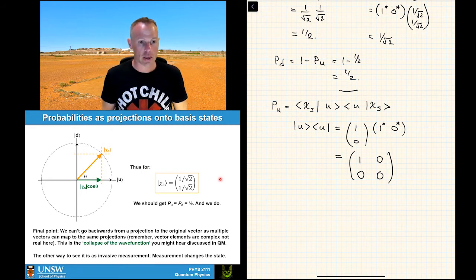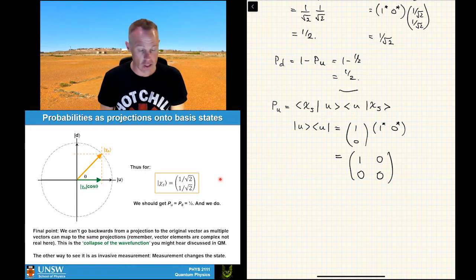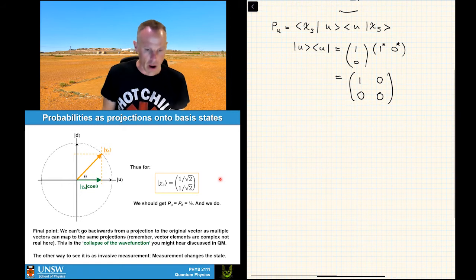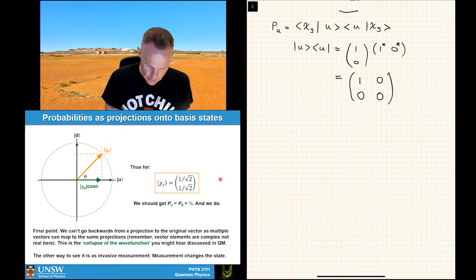As you'll see in the next lecture, all operators are matrices, and so really all we're doing is just sticking a matrix in between a bra and a ket. So let's do this now as a proper formal thing.